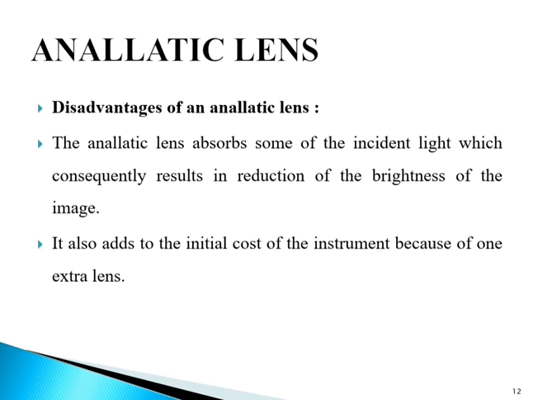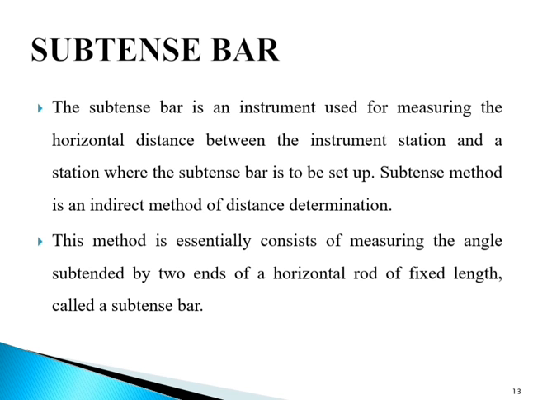It also adds to the initial cost of the instrument because of one extra lens. Next is the subtense bar. The subtense bar is an instrument used for measuring the horizontal distance between the instrument station and a station where the subtense bar is to be set up. The subtense method is an indirect method of distance determination.